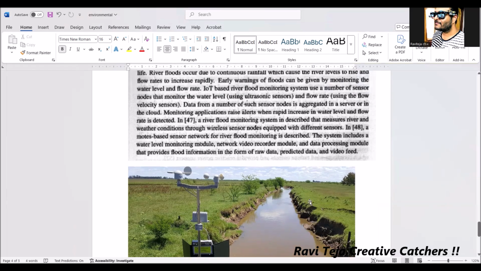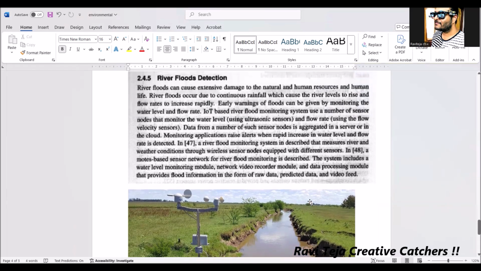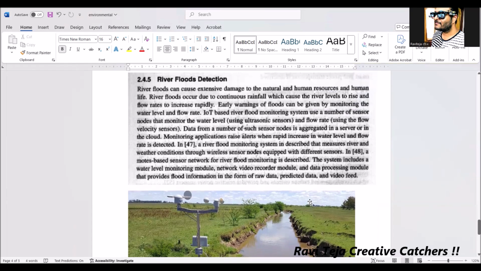This can easily be monitored using water level sensors, ultrasonic sensors, or water flow velocity sensors. The level of the water can be easily identified, and if there is a flood condition, it will alert the area supervisors or managers beforehand, such that people will be alerted to vacate the places, or some measures will be taken. So these are some of the main environmental monitoring systems where IoT is very much utilized. Thank you.